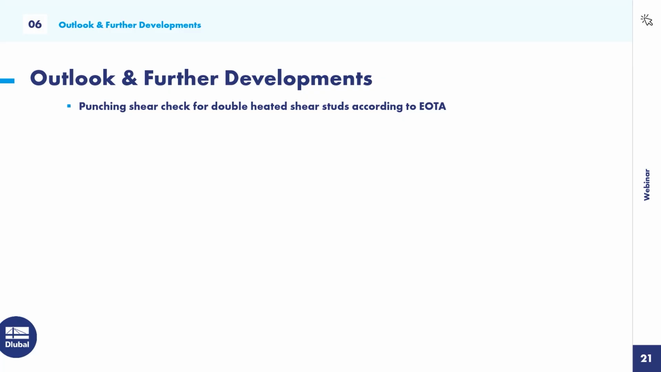The first topic which I want to mention is that we are currently developing a punching shear check for double headed shear studs according to the ETA, so according to the technical paper which is necessary in Europe. We already have double headed shear studs for ACI and Canadian standard, so if somebody has a license for RFEM 6 and wants to see how it works, select the design code for ACI, and then you can see some possibilities.